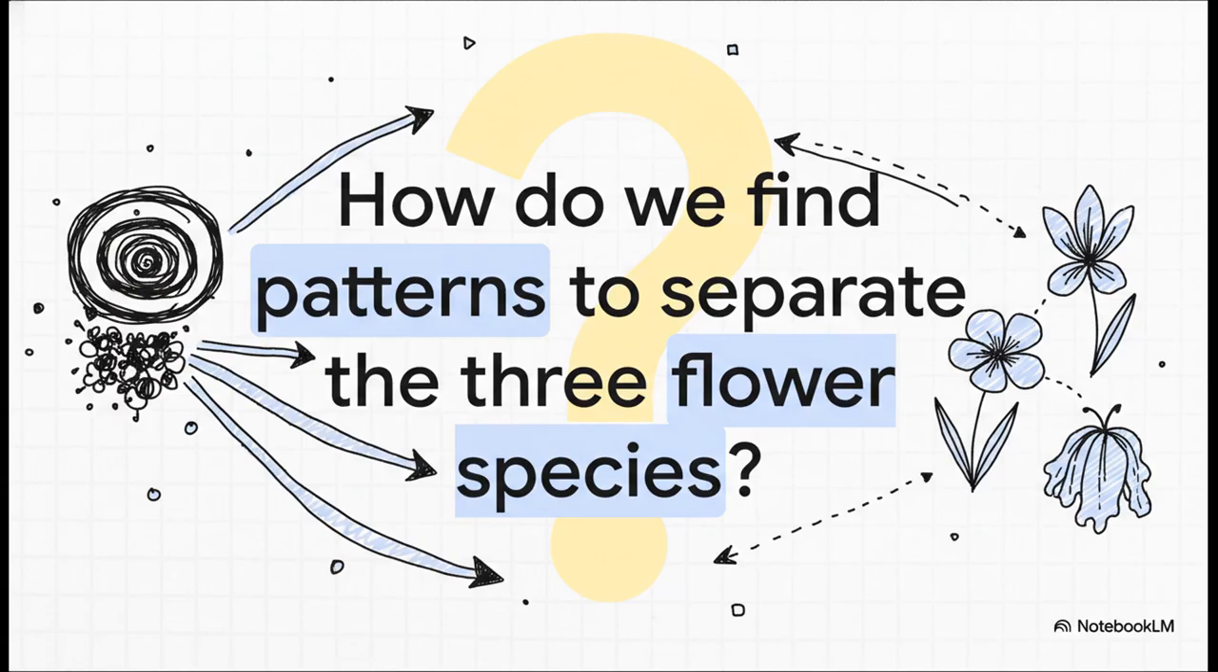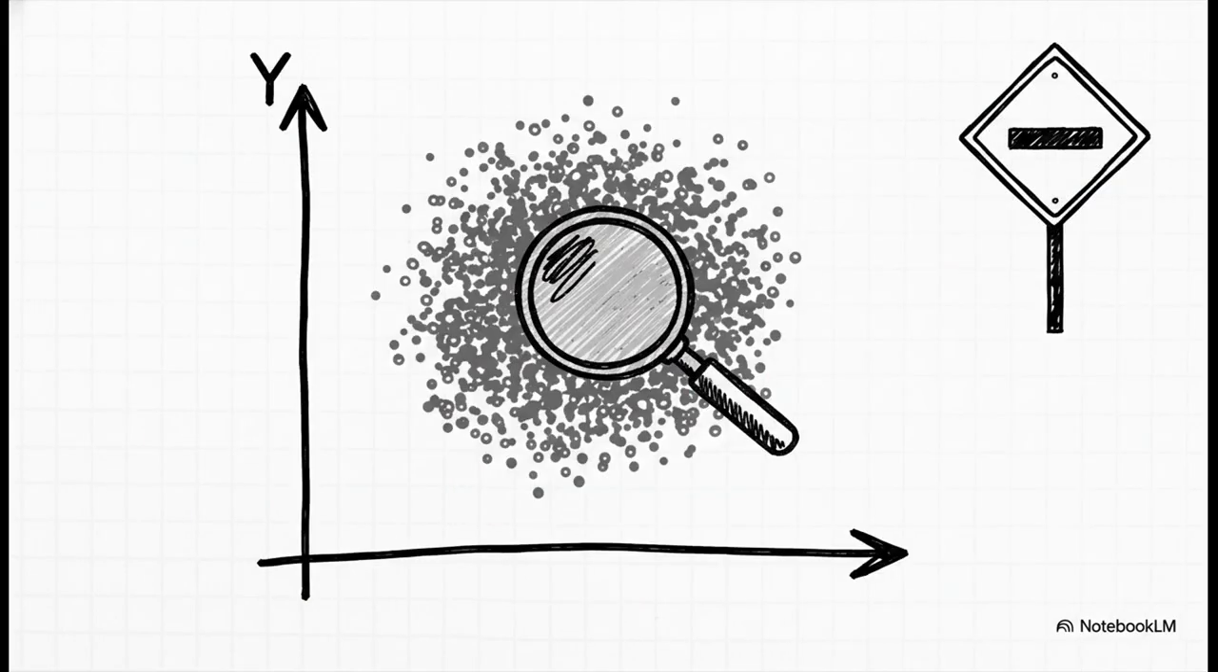But hold on a second. Just staring at 150 rows of numbers, that's not going to get us anywhere. The clues are in there, somewhere, but they're hidden. So how do we even begin to find the pattern that lets a machine say, aha, that one is an iris setosa, but this is an iris virginica? Well, a good detective always visualizes the crime scene, right? So let's plot the evidence.